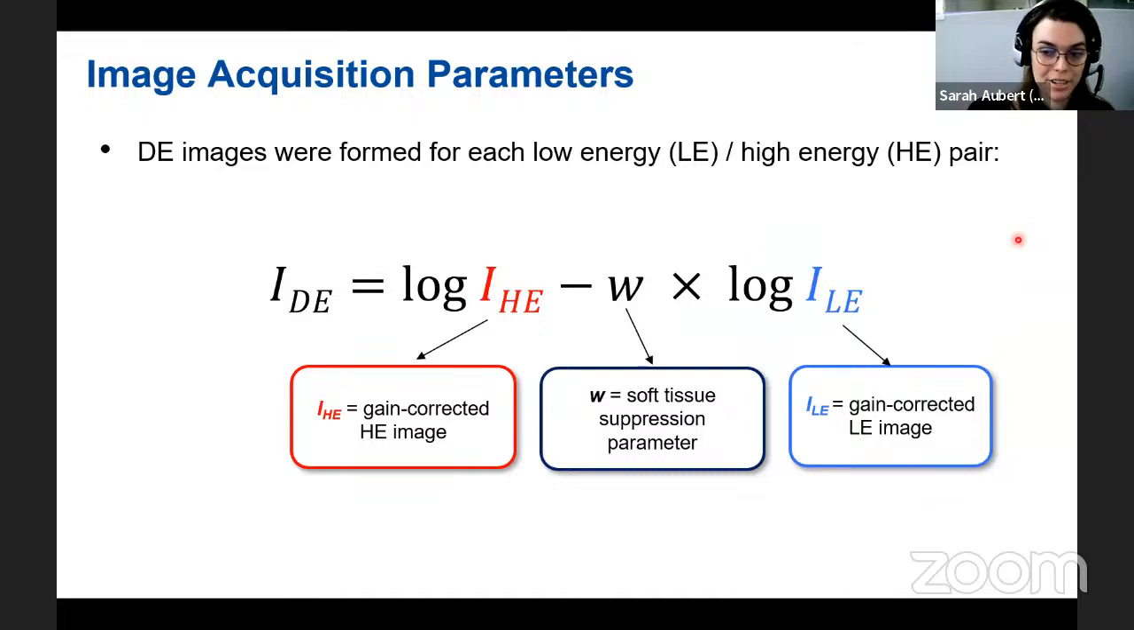For each tube voltage and energy threshold combination, a dual energy image was generated using the gain-corrected low and high energy images, as well as this optimized soft tissue suppression parameter that allowed us to remove soft tissue from our dual energy image.